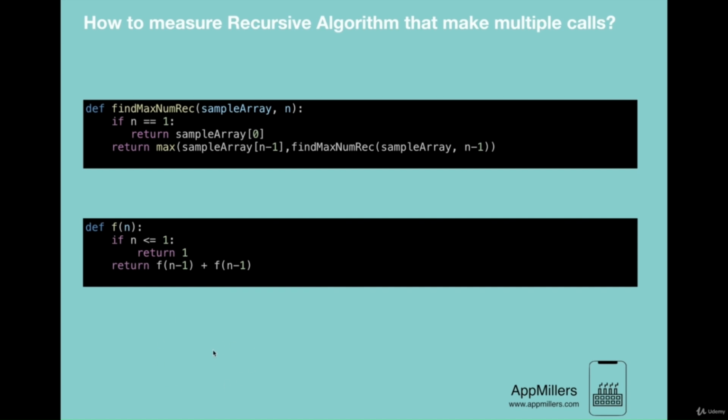Here, we have a function which takes an integer as a parameter. In the first condition, we check if n is less than or equal to 1, then we return 1. If n is greater than 1, then we call this function with n minus 1 twice and sum their return values. This function is similar to the function that we discussed in the previous lecture, but the only difference is that this function calls itself twice.